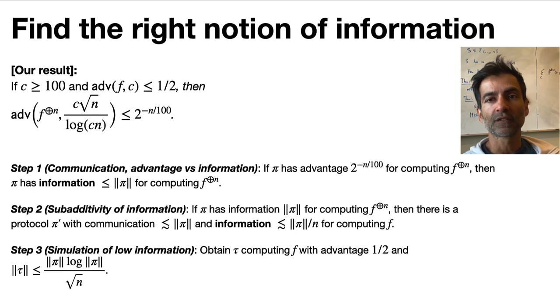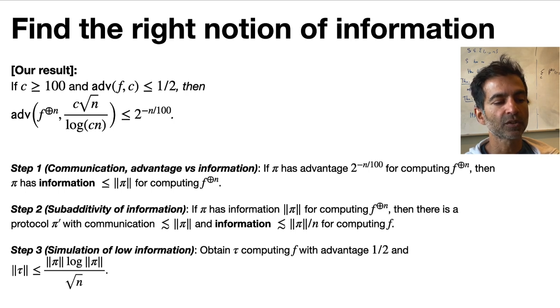And once you have this notion of information, the proof of this result has 3 steps. We show that every protocol with exponentially small advantage for computing the n-fold XOR eventually leads to a protocol for computing just F with constant advantage. Okay, so such a reduction will eventually prove this result. A protocol for the n-fold XOR with exponentially small advantage leads to a protocol for F with constant advantage. That's what we prove, and we do it in 3 steps.